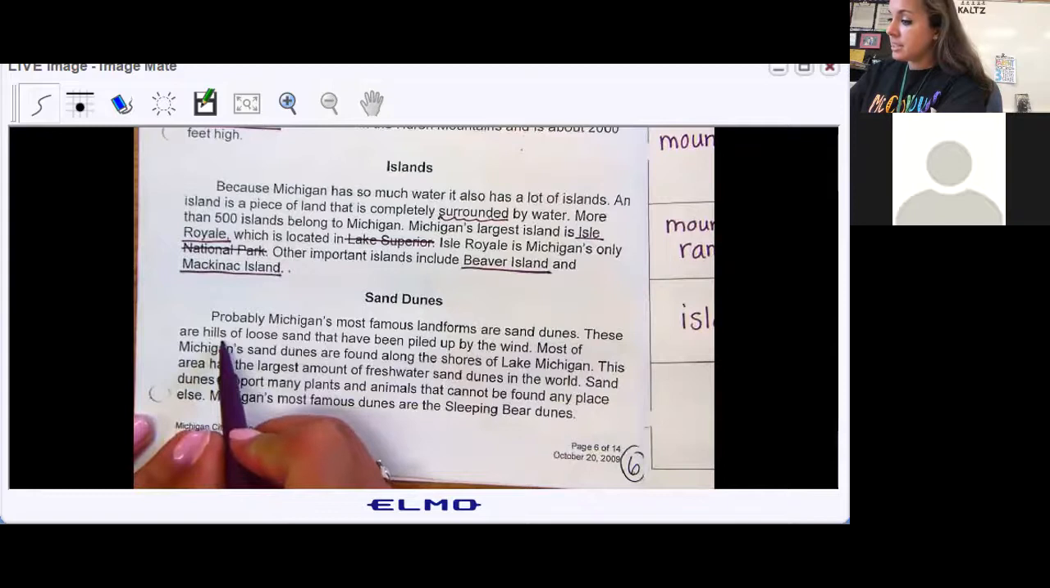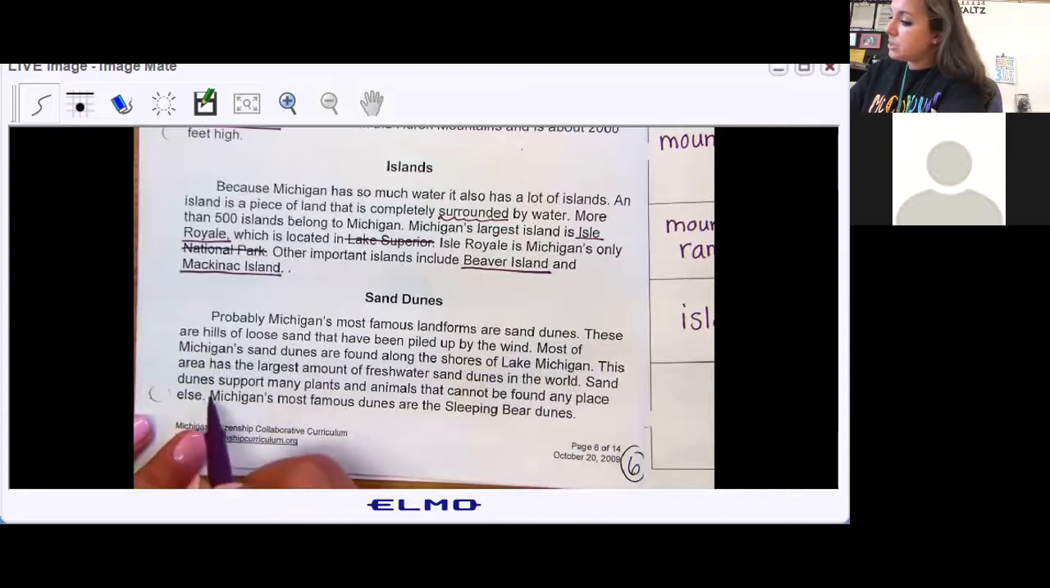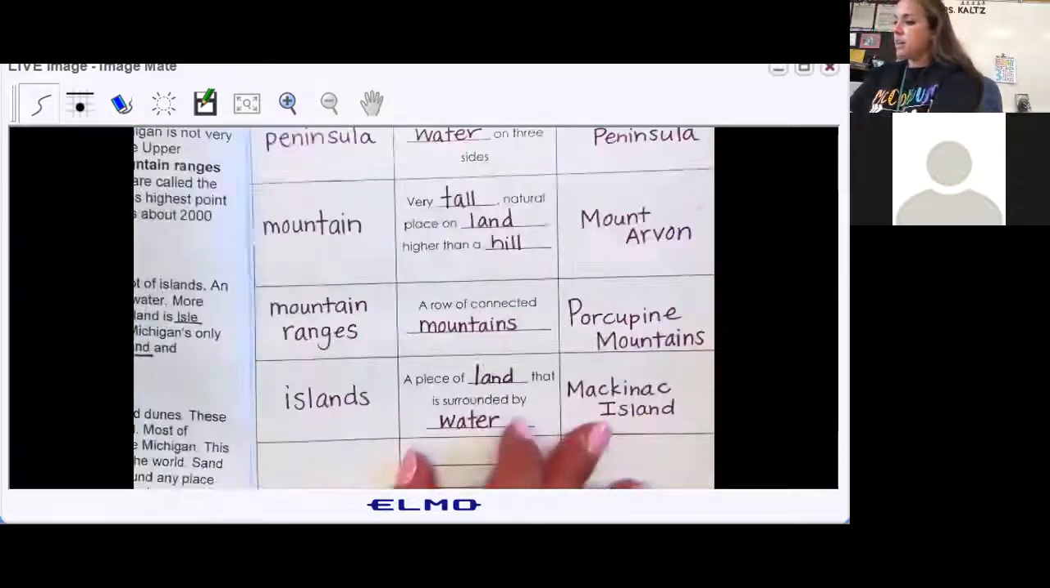These are hills of loose sand that have been piled up by the wind. Most of Michigan's sand dunes are found along the shores of Lake Michigan. This area has the largest amount of freshwater sand dunes in the world. Sand dunes support many plants and animals that cannot be found anyplace else. Michigan's most famous dunes are the Sleeping Bear Dunes. Okay, let's come to our chart.